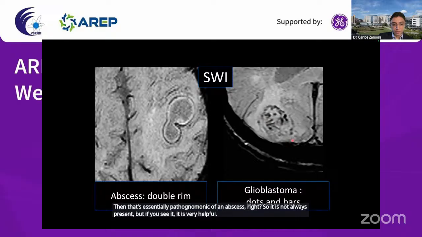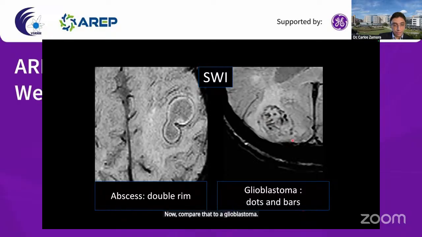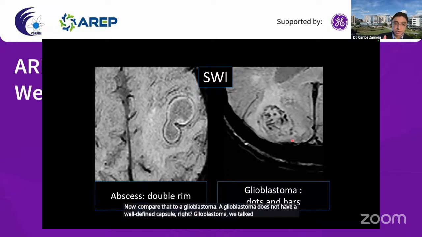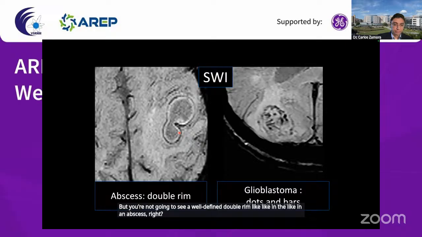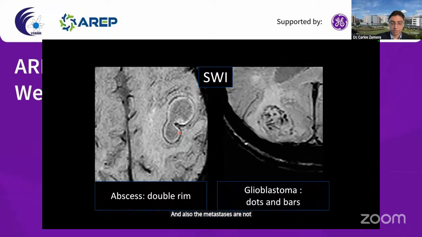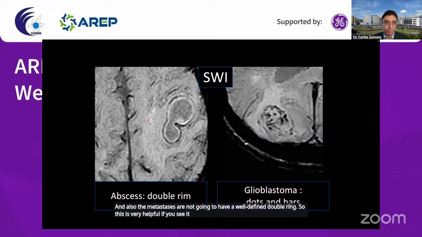Now, compare that to a glioblastoma. A glioblastoma does not have a well-defined capsule, right? A glioblastoma, we talked about it earlier, those intralesional susceptibility signals present like dots and bars, right? That's what you're going to see in glioblastoma, but you're not going to see a well-defined double rim like in an abscess, right? And also the metastases are not going to have a well-defined double rim. So this is very helpful if you see it for those cases where the patient might present with an abscess.